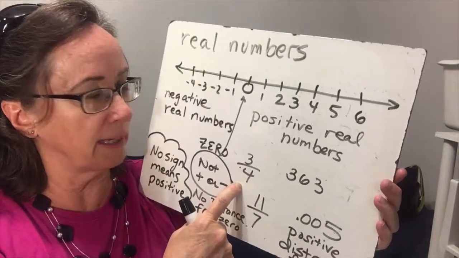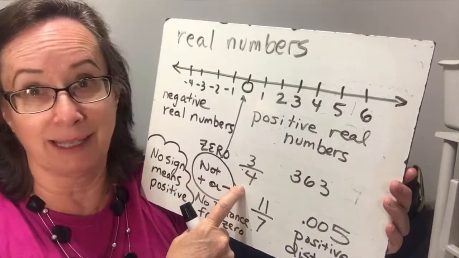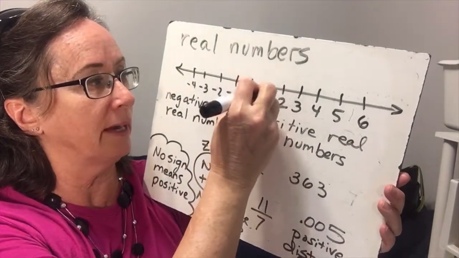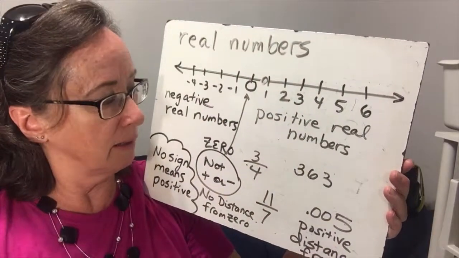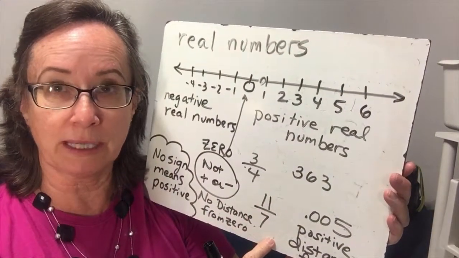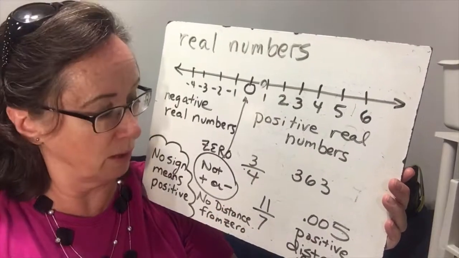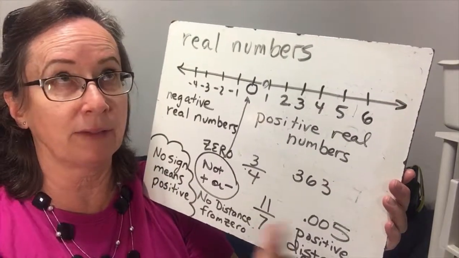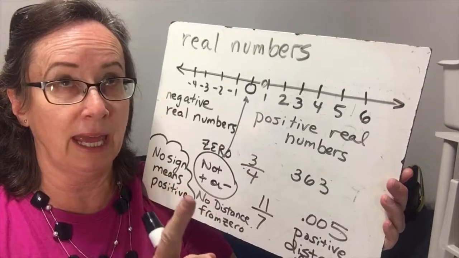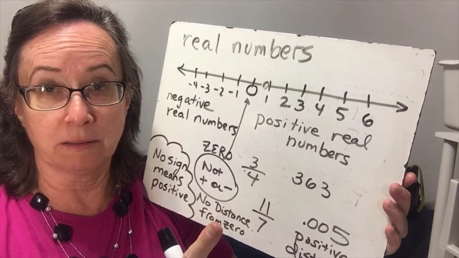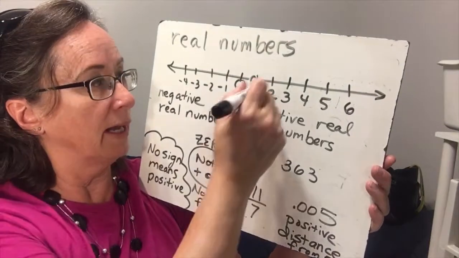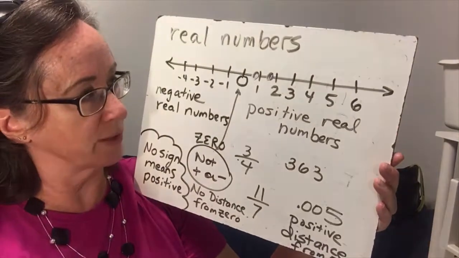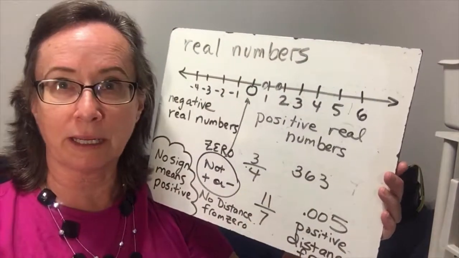What about 3/4? Is 3/4 on my number line? Yes, it is. But it's not labeled, but it's still there. So 3/4 would be right there, right before 1. And 11/7, well, 11/7 is between 1 and 2. So let's think about our remainders here. 11 divided by 7 would be 1 and 4 left over, right? So 1 and 4 left over would be right there, 1 4/7.